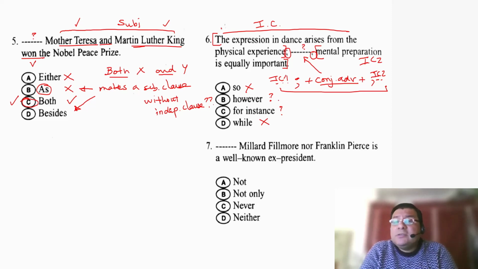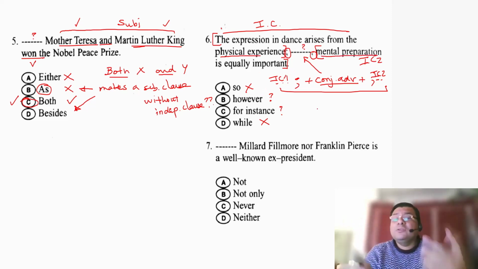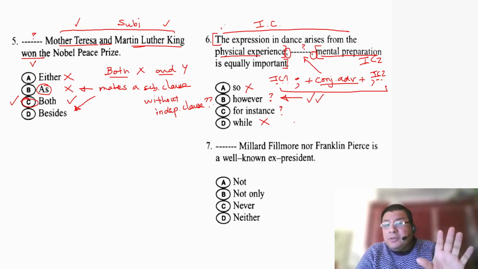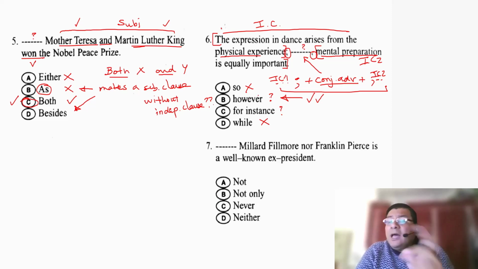So the expression in dance arises from the physical experience. Notice how one of the clauses deals with physical experience, physical preparation, while the other deals with mental preparation, two aspects that we can contrast, right? Because of this, however, is the best answer choice, because it states that it's true that physical experience is very important for expression in dance, but it's not the only factor that matters. Mental preparation also counts. So we decide for however as the correct answer choice.